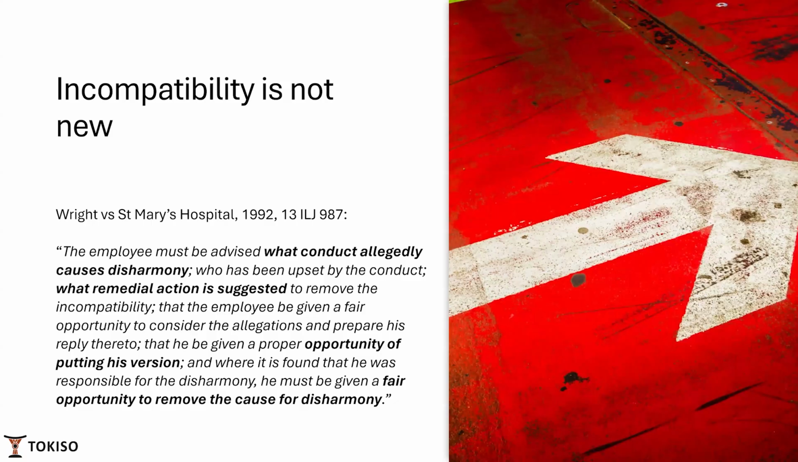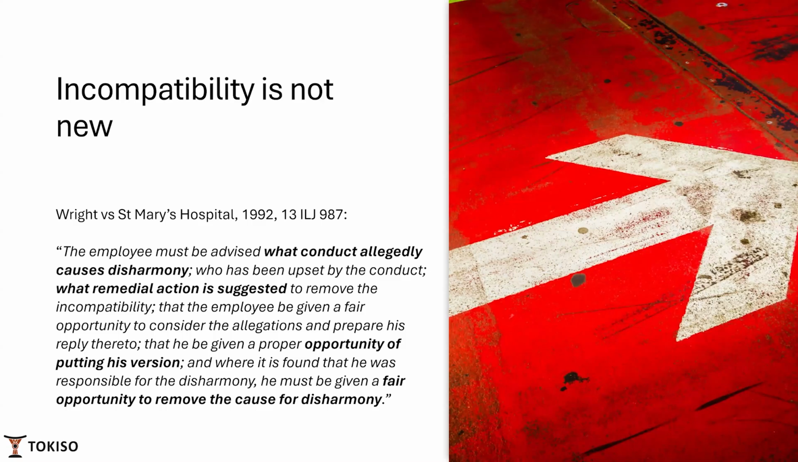And importantly, the employer must first attempt to address and remedy the incompatibility. And if the employee is considered the source of the problem, they must give a fair opportunity to that employee to correct that behavior. They must be given that opportunity before dismissal may even be considered. The Labour Court found in this case that these conditions were not met and the employee was reinstated. But the case provides us with guidance on the procedure to follow for incompatibility dismissals.